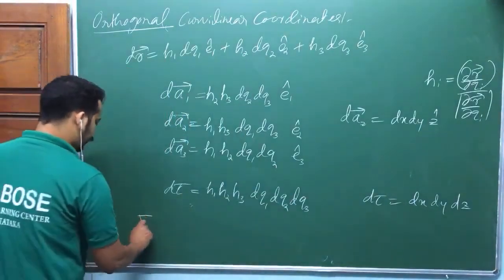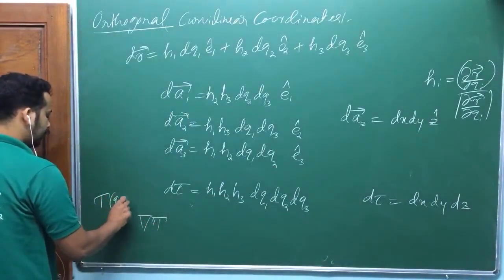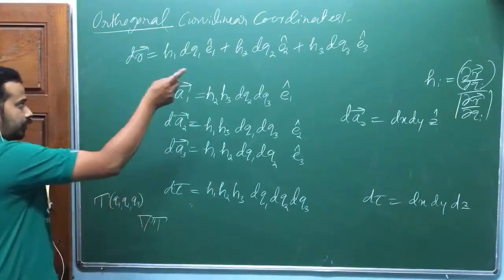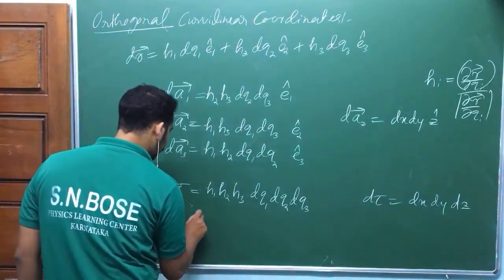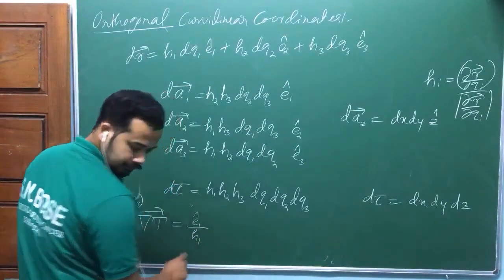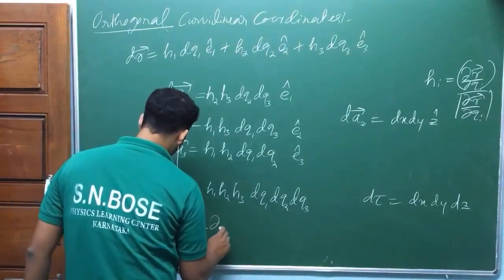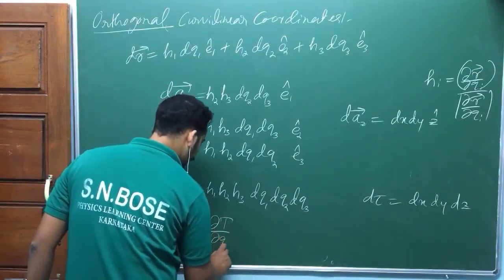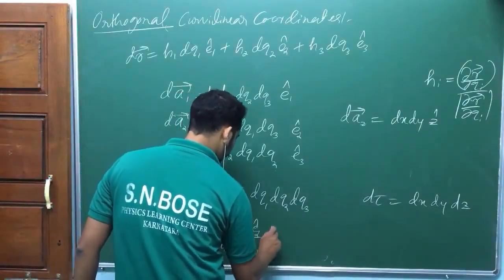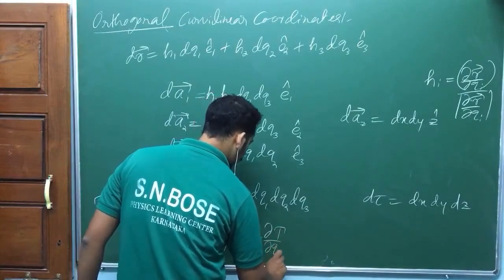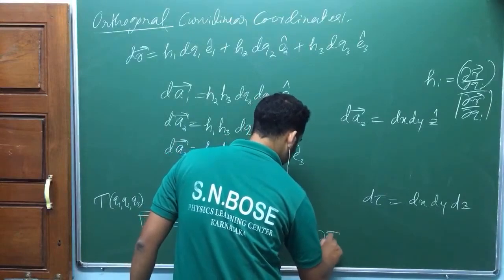Suppose you want to define the gradient of a scalar. That scalar should be imagined as a function of q1, q2, q3, our coordinate system. The gradient of the scalar is defined like this: e1 cap divided by h1, dou t by dou q1, plus e2 cap by h2, dou t by dou q2, plus e3 cap by h3, dou t by dou q3.